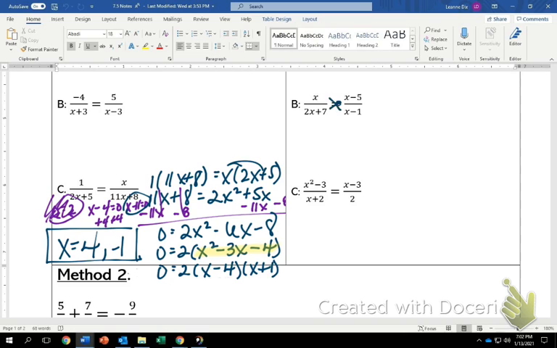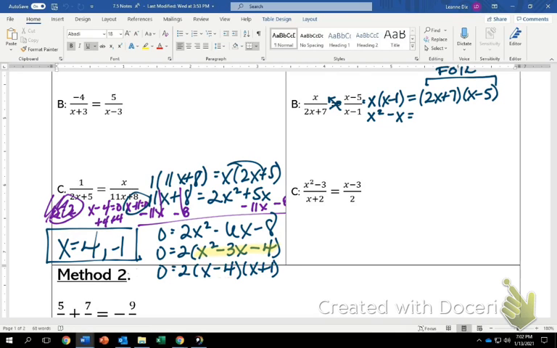So again, cross multiplication, I'm going to have x times x minus 1 equals 2x plus 7 times x minus 5. Now I have, well, a whole lot. The left-hand side is just the distributive property, so x squared minus x. No big deal. But the right-hand side is actually, again, going to be FOIL.